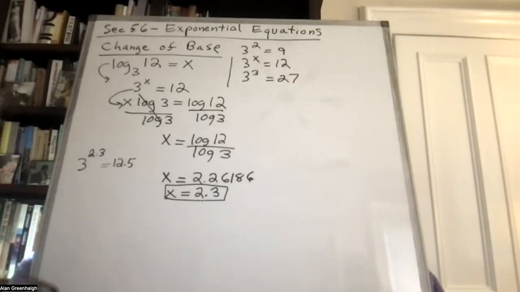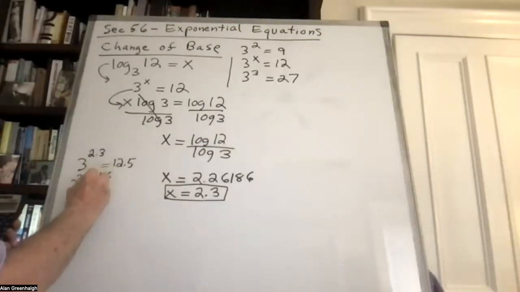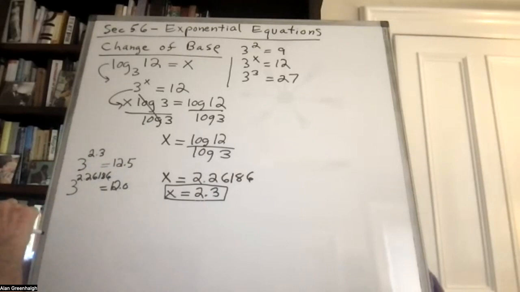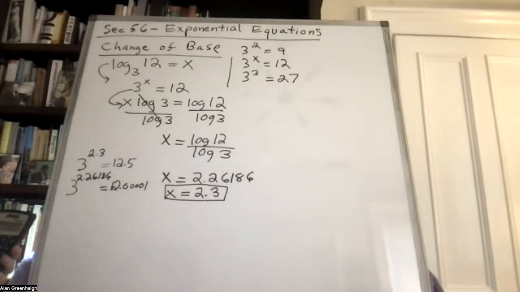Whoa, look at the accuracy. If you did this, 3 to the 2.26186, this is what you get: 12 point, let's see, 1, 2, 3, 4 zeros, and then 1. That's pretty close. But the reason is that you had to round it off.